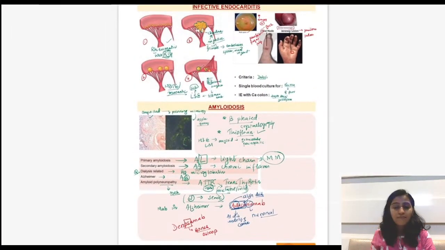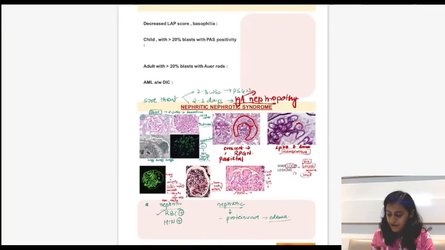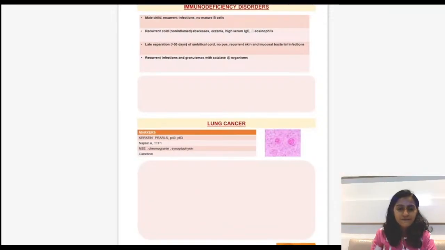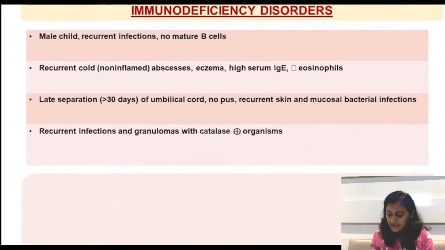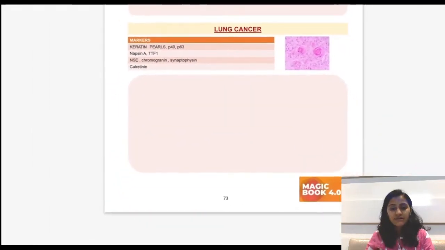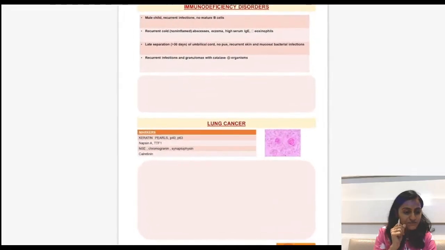So that was about amyloidosis. So I think we have seen 4 topics so far. First one we started with vasculitis, then we saw the nephritic and the nephrotic syndrome, then infective endocarditis, and then we have amyloidosis. Coming to the next one, the next 2 topics for the day. This is page number 73 in your magic book.